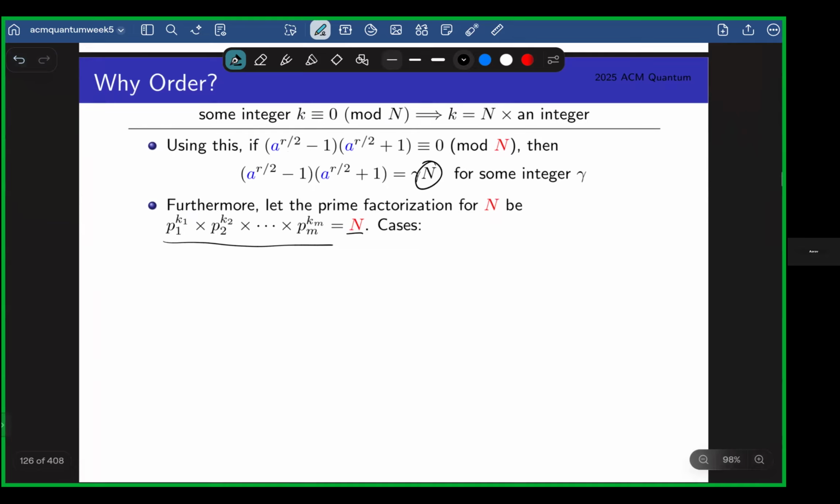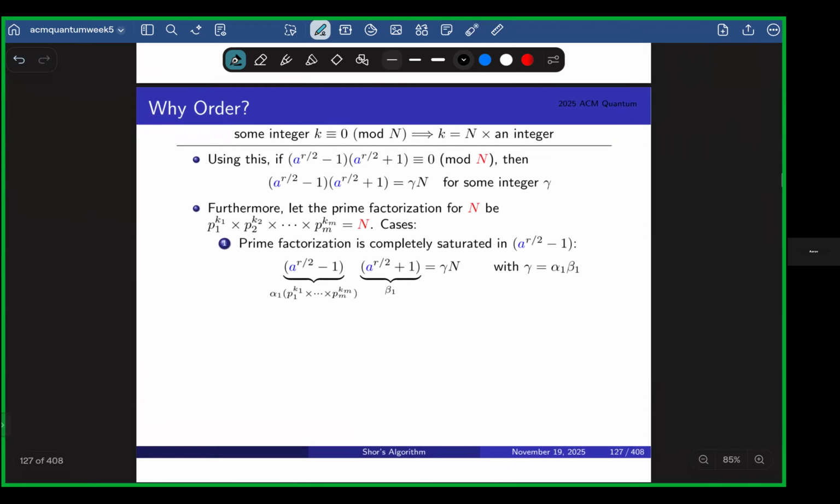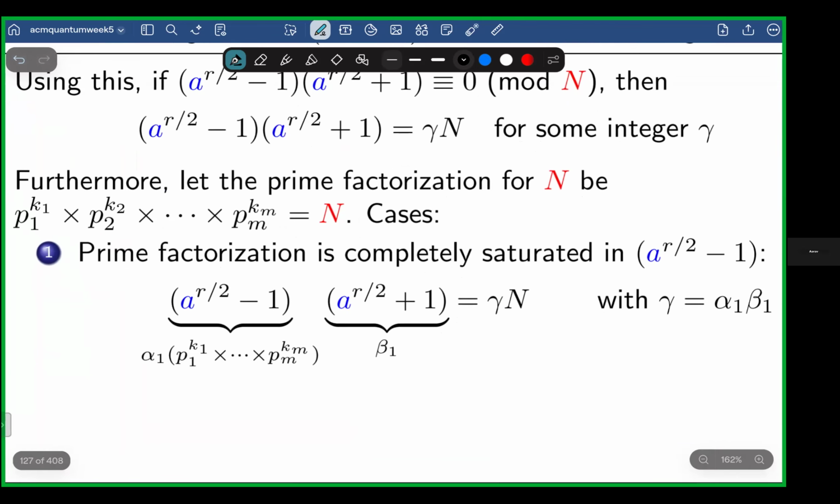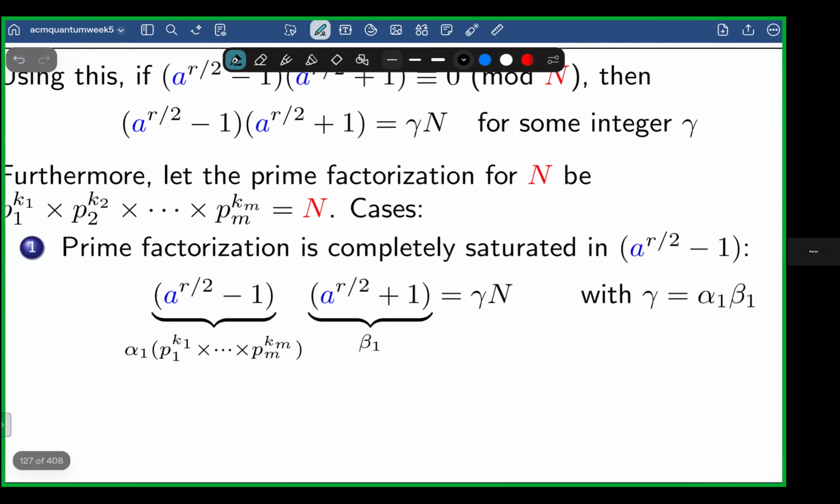So there are three different cases that we'll analyze. The first one is that the prime factorization of n is completely saturated in the first factor, which is a to the r over 2 minus 1. So that factor has all the prime factors, and the other one just has some constant, and that's what you get, right? Does that kind of make sense? It's like, where are the prime factors in that product of the two polynomials?